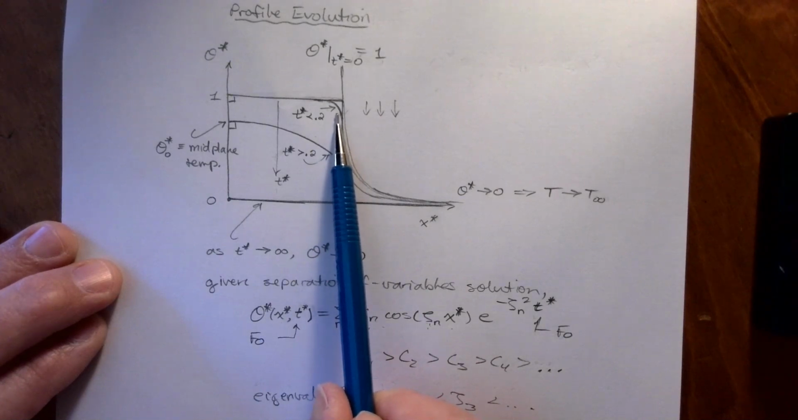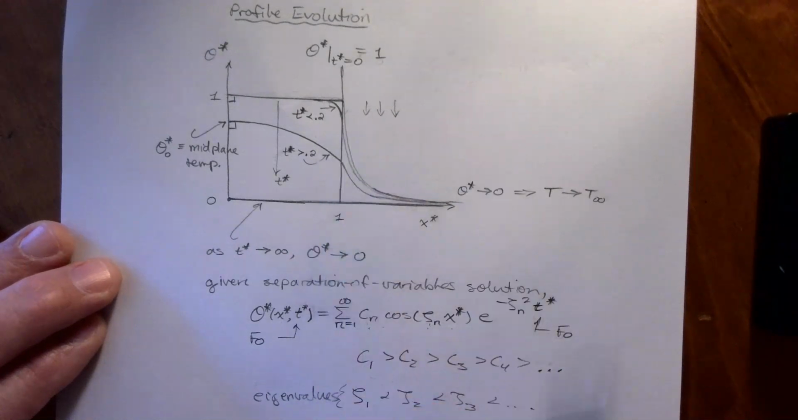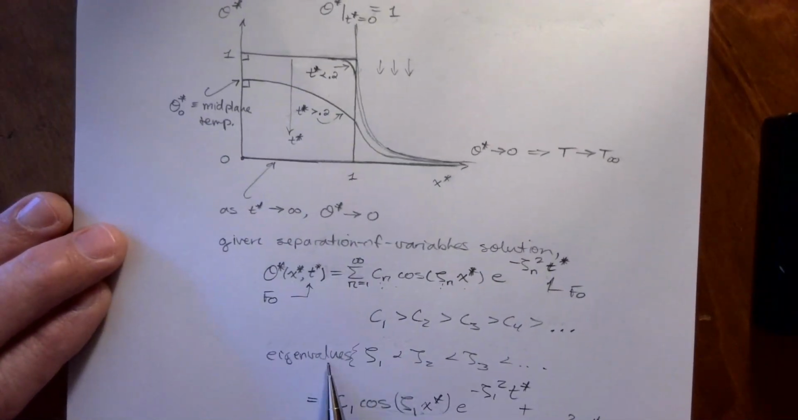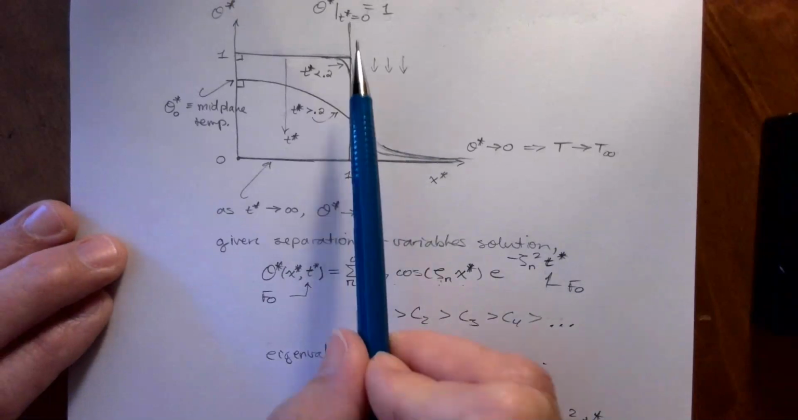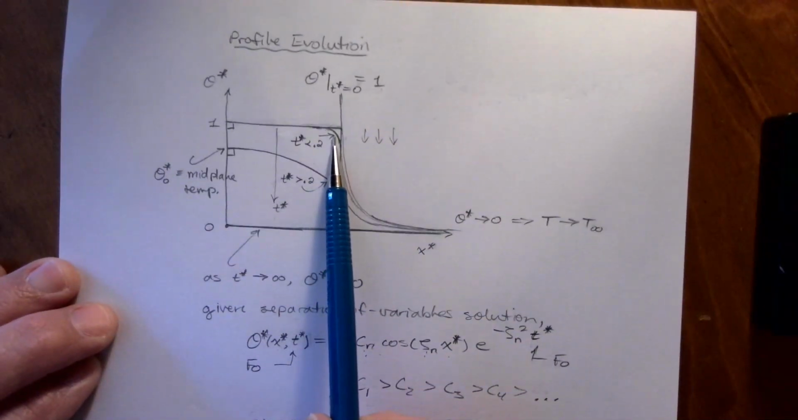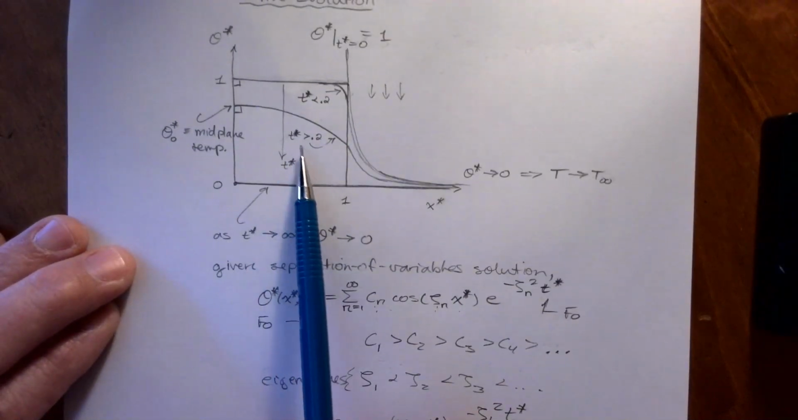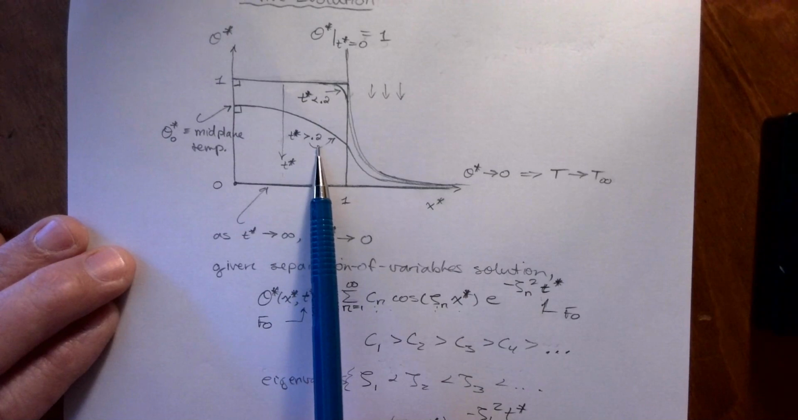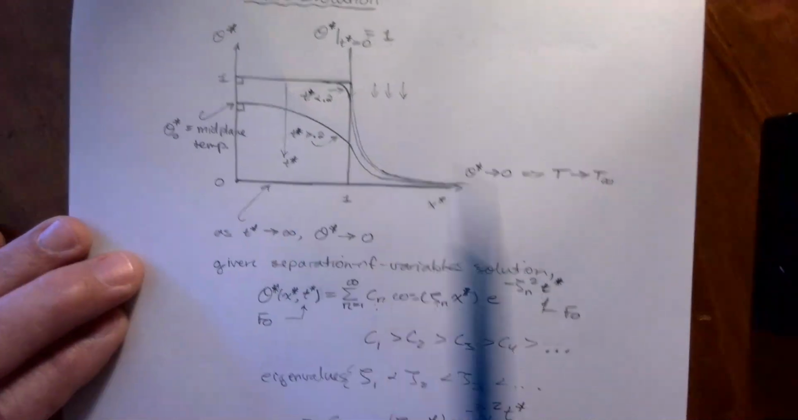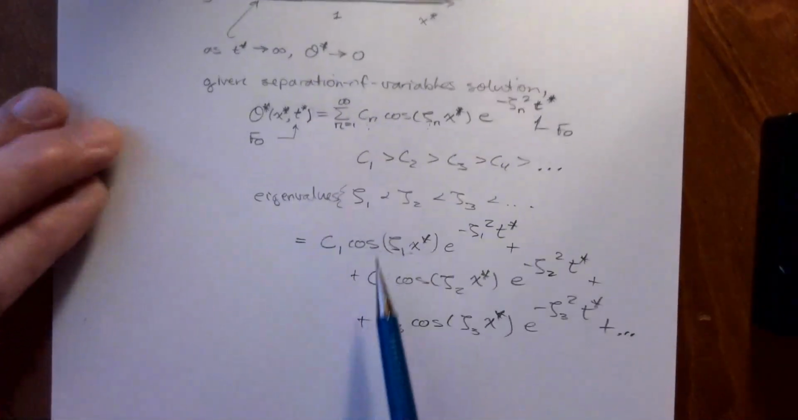It's still possible to do it. Several different cosine functions, all stretched at a different eigenvalue. If you sum those together just right, then you can come up with a very nice approximation to this, but it takes several terms to do that. For later times, for times t star, or Fourier number, greater than 0.2, it turns out that only one term is necessary.